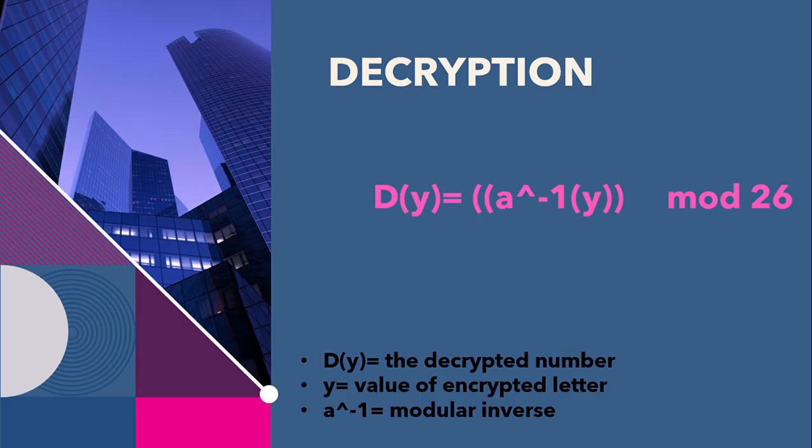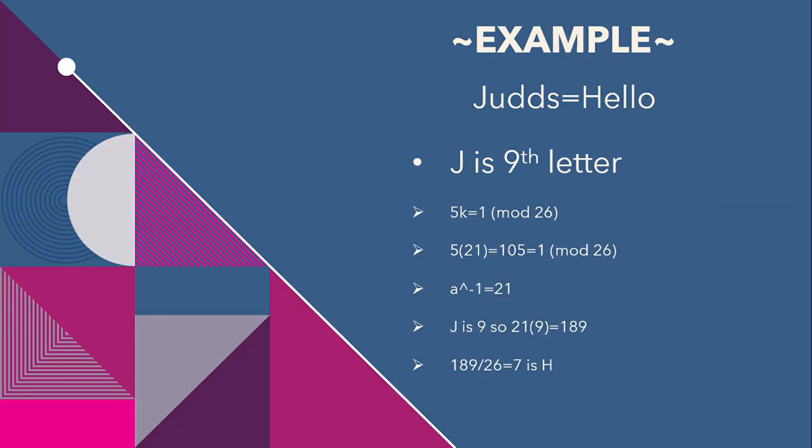For the decryption, the formula is D(y) = A to the power of -1 times y mod 26. D(y) is the decrypted number, y is the value of the encrypted letter, and A to the power of -1 is the modular inverse. So for example, instead of going from hello to JUDDS, it would be how you get from JUDDS to the actual word. Since we know J is the 9th letter, we'd go 5k equals 1 mod 26, because there are 26 letters in the alphabet and each letter goes up once.